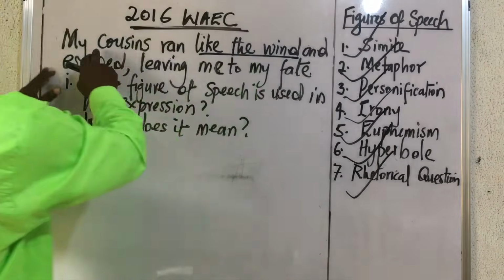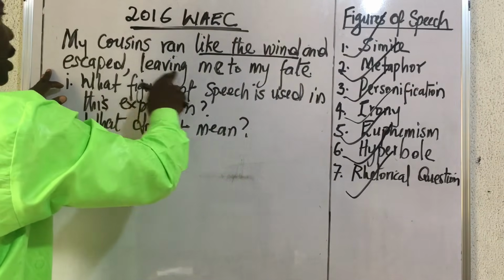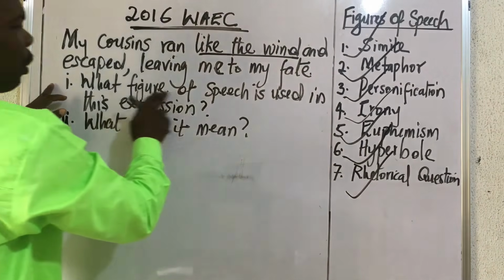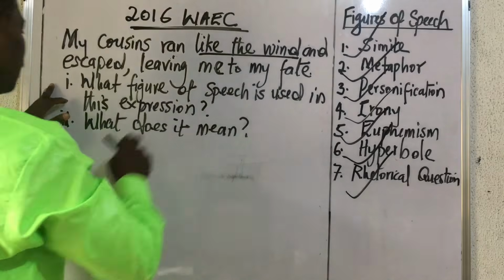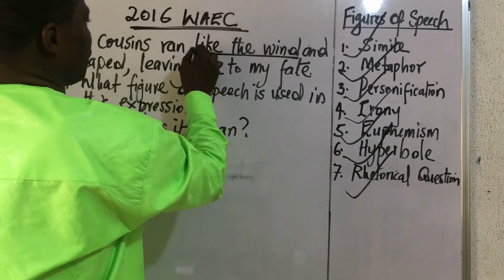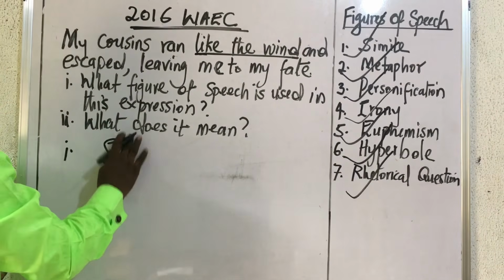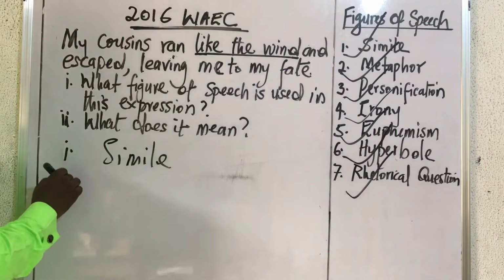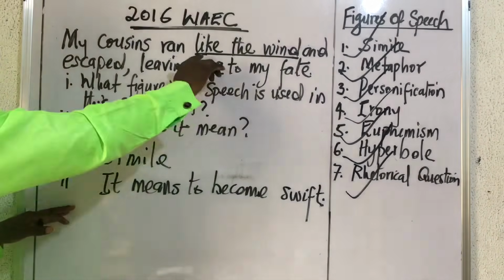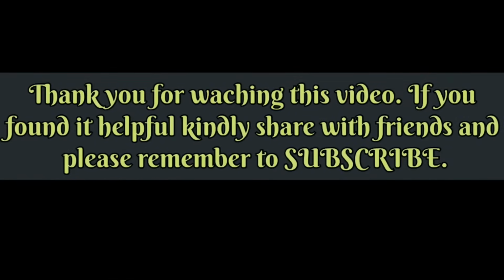2016 WAEC. My cousins ran like the wind and escaped, leaving me to my fate. Question 1, what figure of speech is used in this expression? 2, what does it mean? It contains like. So you can say it is simile. And then number 2 says, what does it mean? To run like the wind means to become swift.